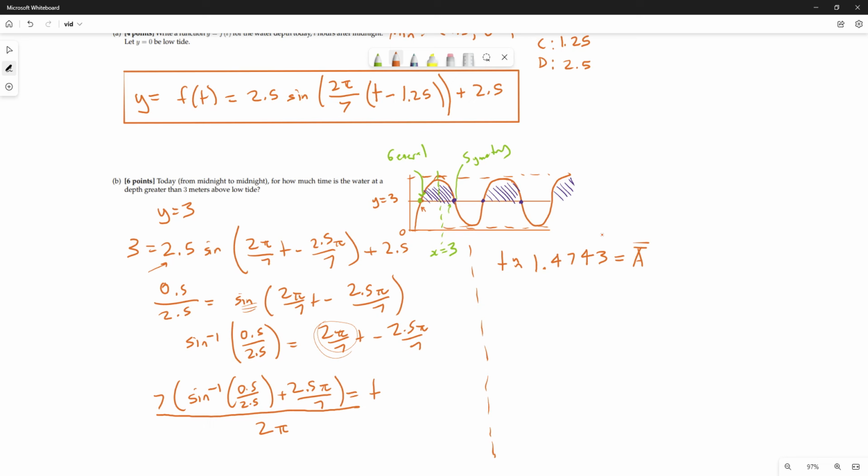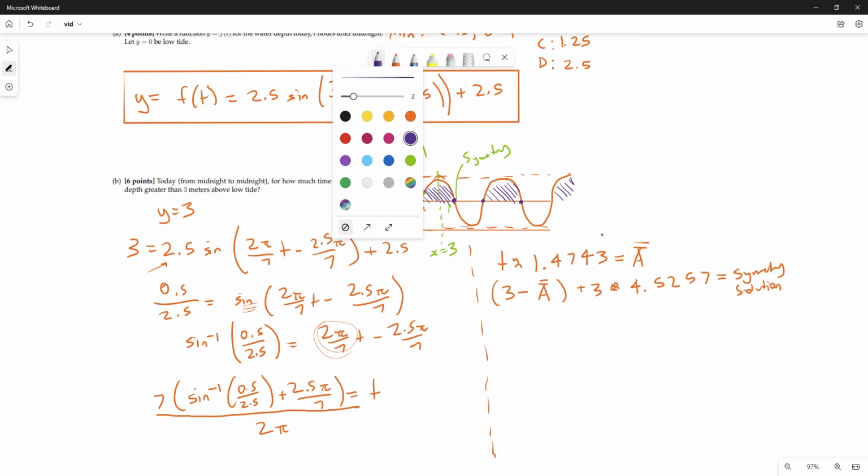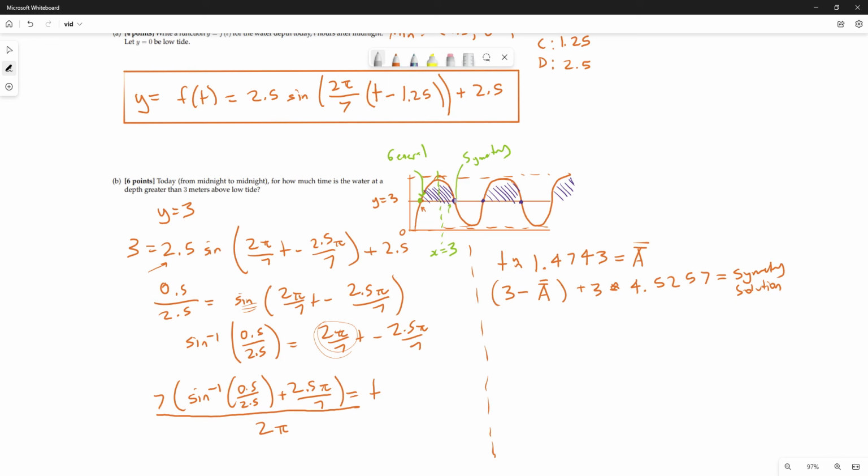Okay, so now we just subtract 3 from letter A, and then we just add it to 3 again. Going to do that right now. So that gives us approximately 4.5257. So that is our symmetry solution. And this point is, let me highlight in a color. You can see this green point over here.